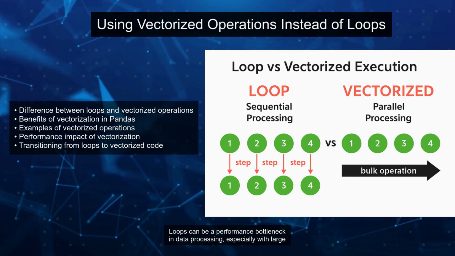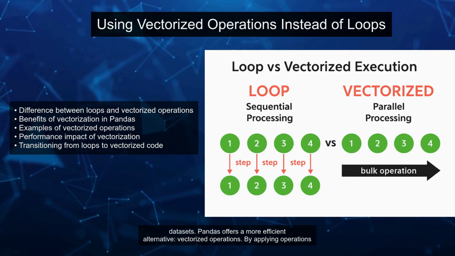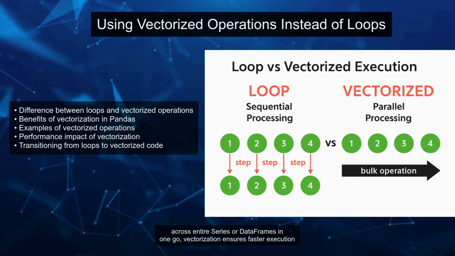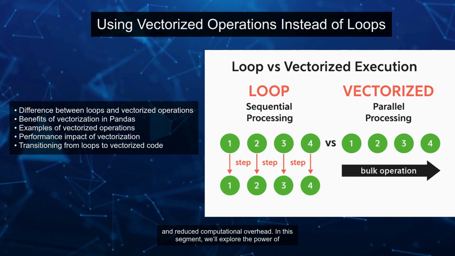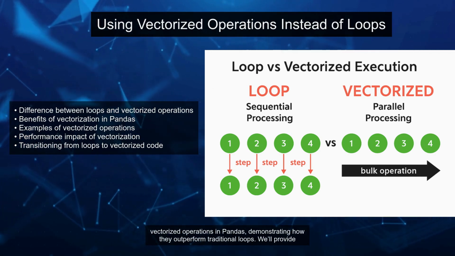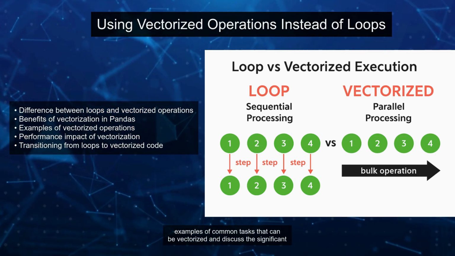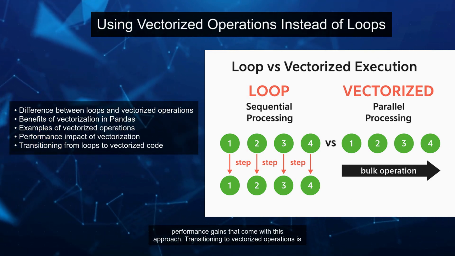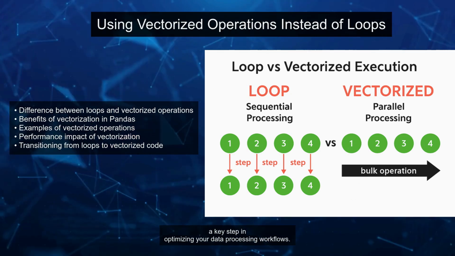Loops can be a performance bottleneck in data processing, especially with large datasets. Pandas offers a more efficient alternative, vectorized operations. By applying operations across entire series or data frames in one go, vectorization ensures faster execution and reduced computational overhead. In this segment, we'll explore the power of vectorized operations in Pandas, demonstrating how they outperform traditional loops. We'll provide examples of common tasks that can be vectorized and discuss the significant performance gains that come with this approach. Transitioning to vectorized operations is a key step in optimizing your data processing workflows.